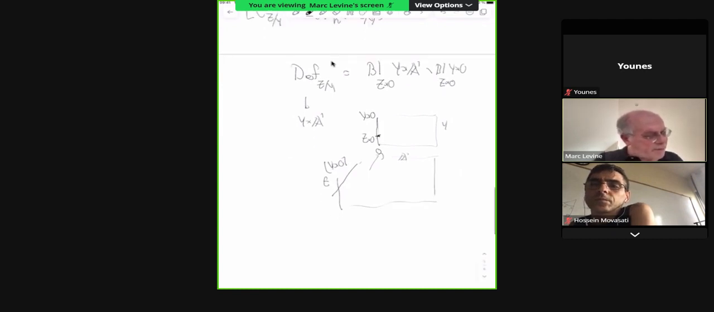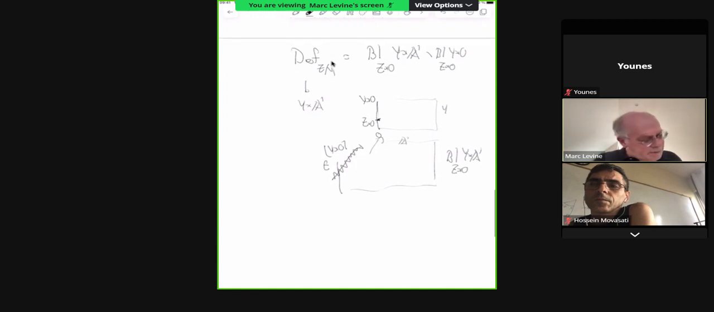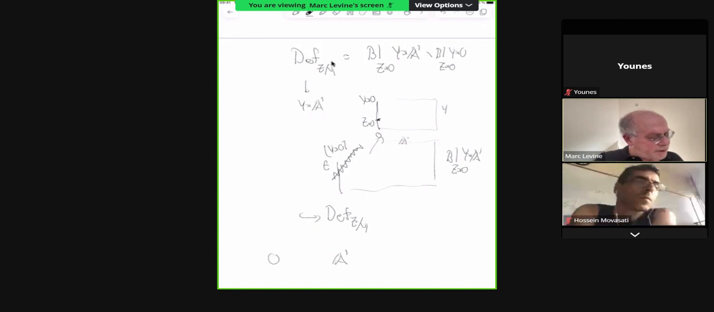So that's the blow-up. And then you just remove this part here. And you see what happens is that this deformation space really gives you a deformation. So over 0 in A1, you just have exactly this normal cone.